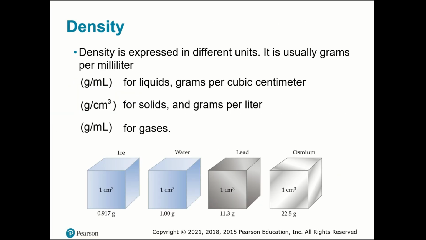So normally the density is expressed in different units. We can use grams per milliliter or grams per cubic centimeter. And normally for gas and liquids, you're going to use grams per milliliter. And for solids, you're going to use grams per cubic centimeter.